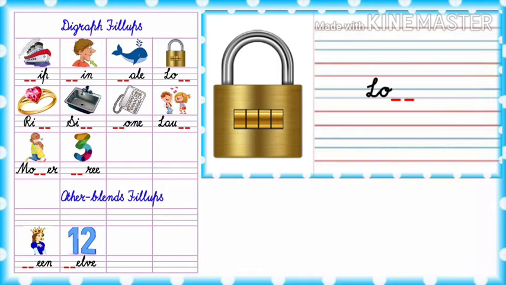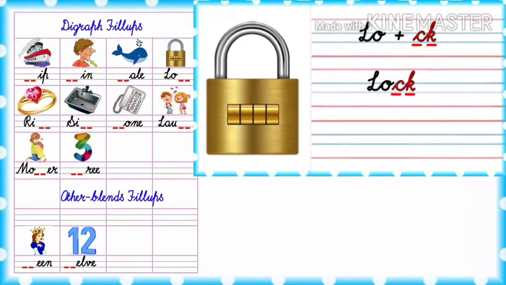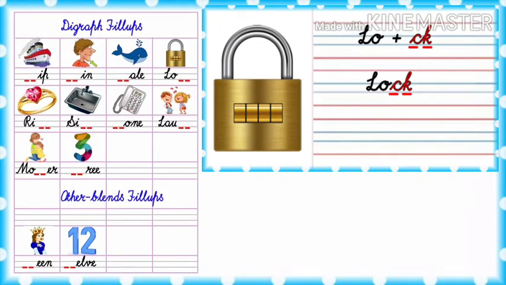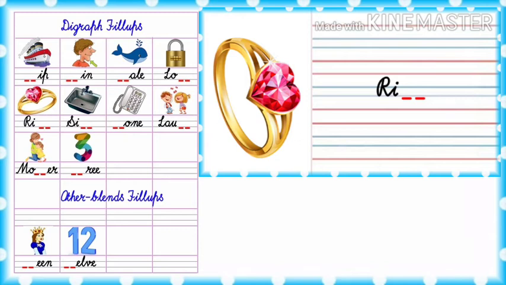Read the next word, lo dash. Which digraph sound is missing? K sound is missing. So fill the correct digraph CK and make the word complete. Lock. Lock.